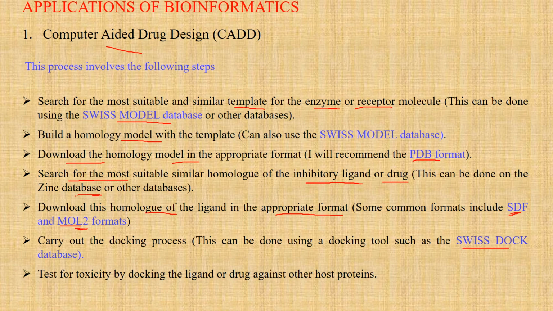Okay, now you can carry out the docking process. The docking process is actually trying to fit your inhibitory ligand into the 3D structure of your enzyme or receptor molecule, such that it fits in the analogy of a key fitting into the lock. That is how enzymes usually bind to their substrate or receptors to their ligand. So here you are producing an inhibitory ligand that will fit into the molecule and then inhibit the molecule from carrying out its activity.